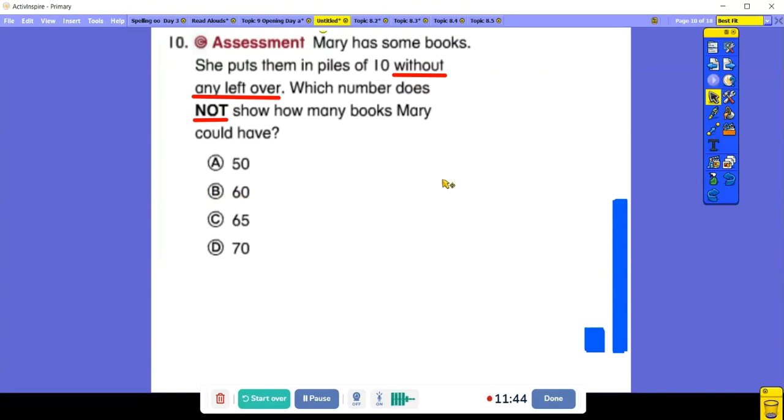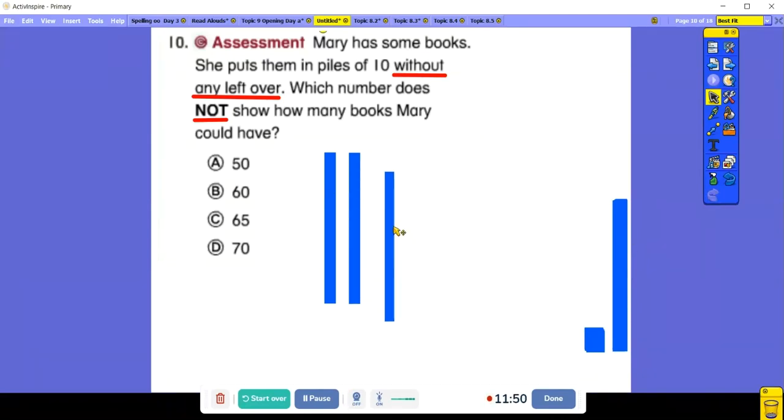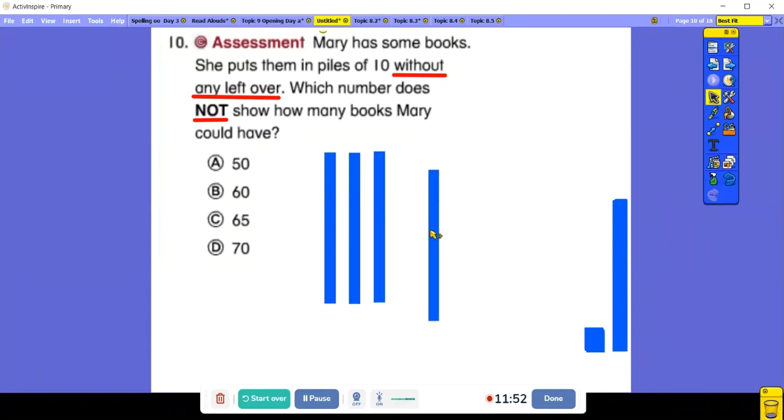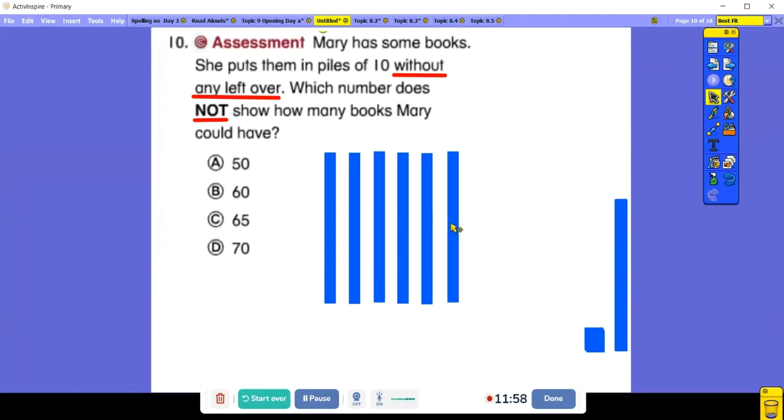So the next one says 60. So again, let's count by 10s. 10, 20, 30, 40, 50, 60. Okay, so now again, she counted them by 10s. And does this one have any leftovers? Nope. So this number 60 could also be her number.